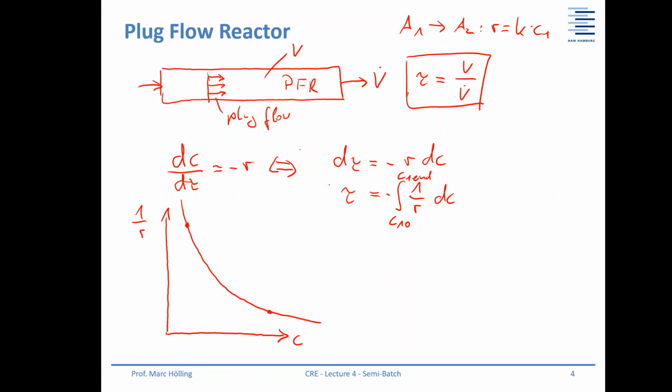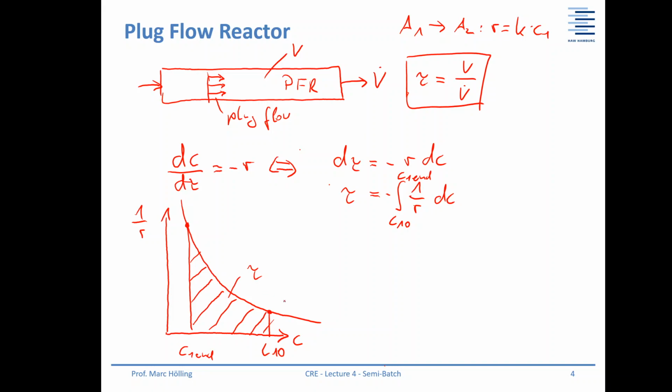And what does it mean now? Now we have the integral. So let's assume this should be C10, the high concentration at your inlet of the reactor. And here this could be C1 end. Now we have to do the integral from C10 of 1 over r dc. And this is this area here. So you can say, okay, this is my tau.